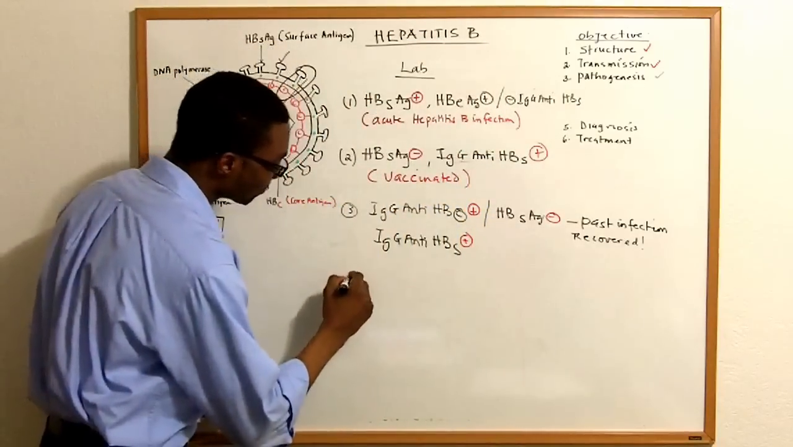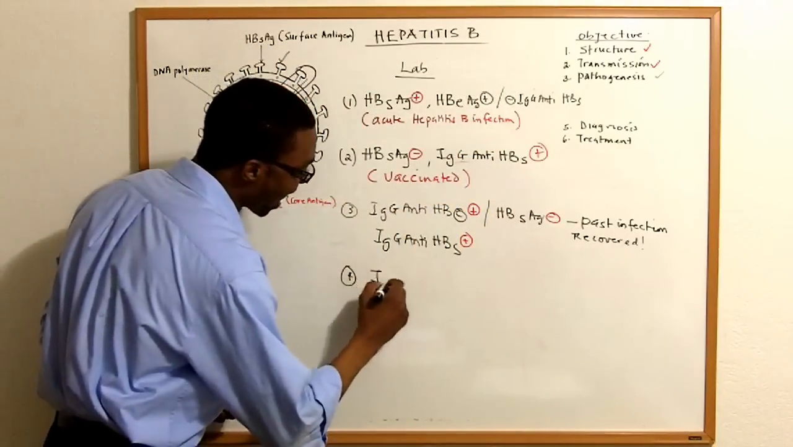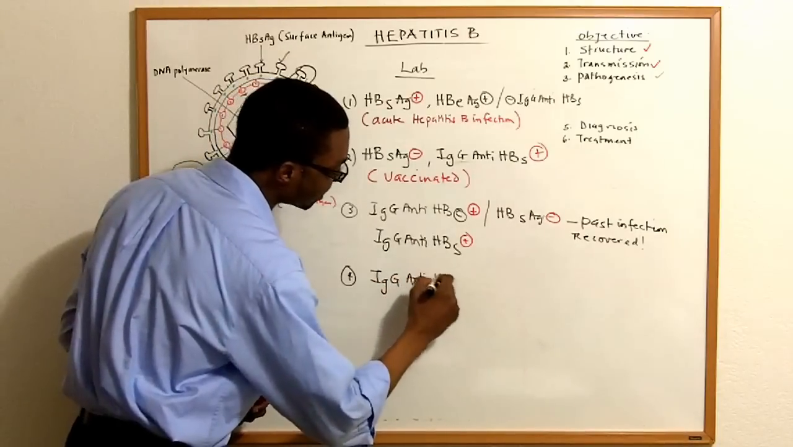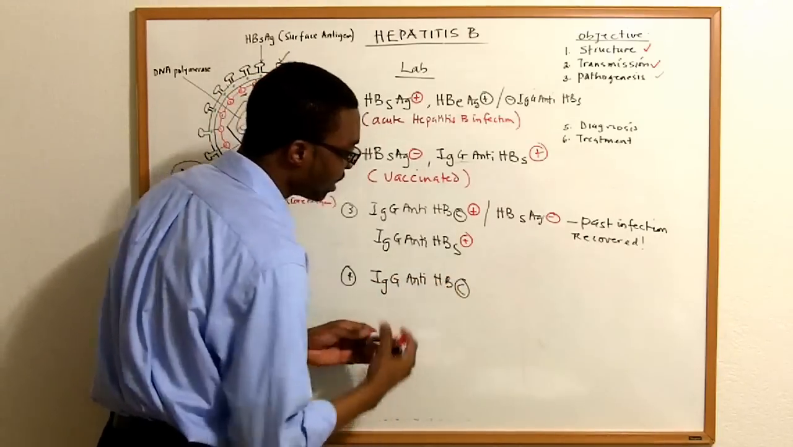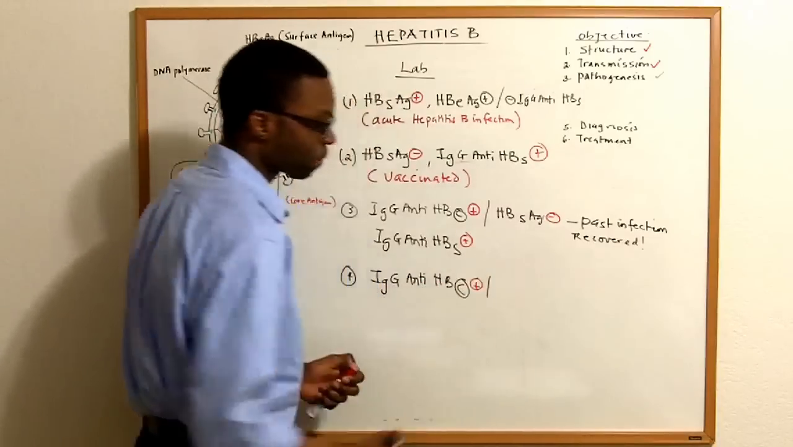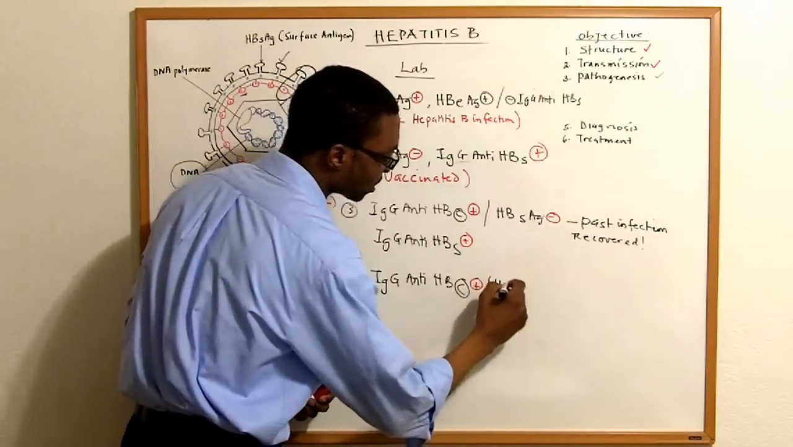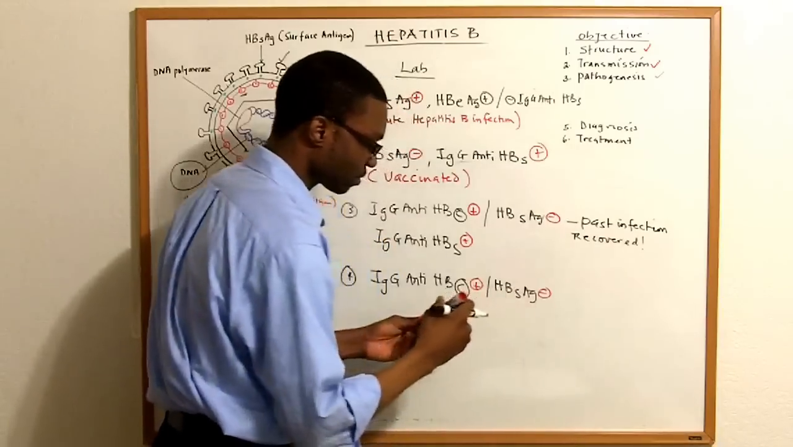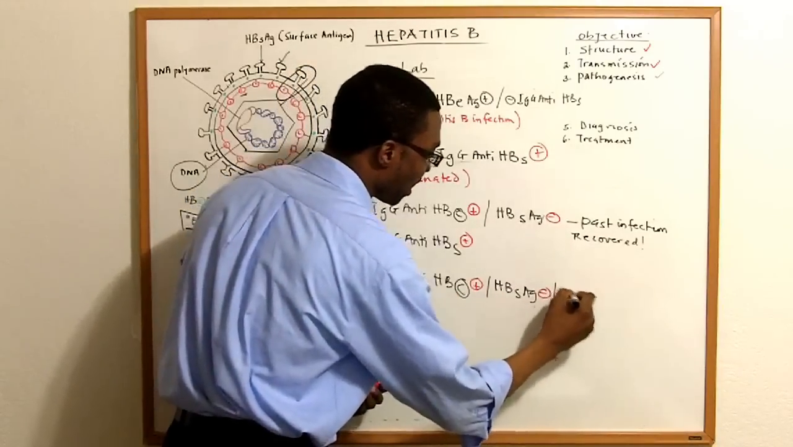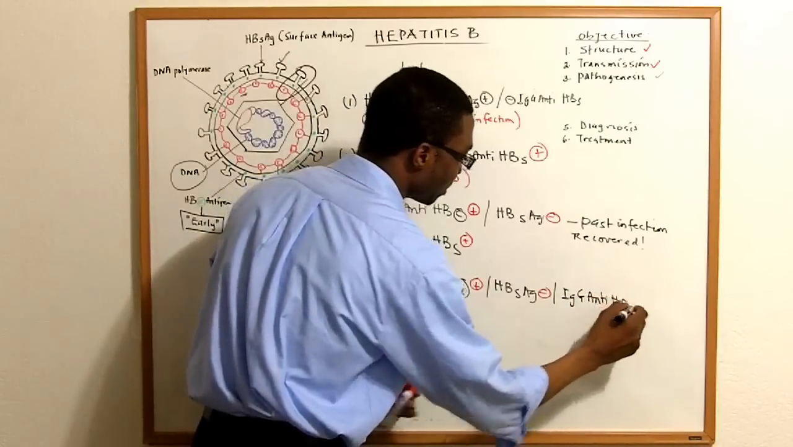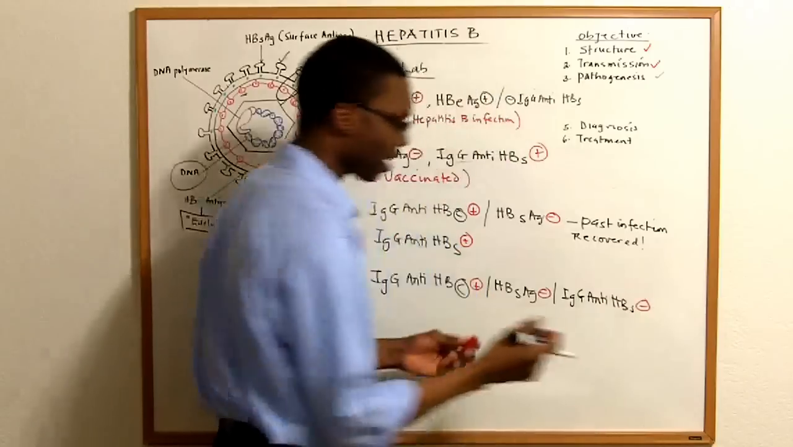How about if you get an IgG anti-hepatitis B core that was positive, you check the surface antigen and it was negative. We check the antibody against the surface antigen and it was negative.